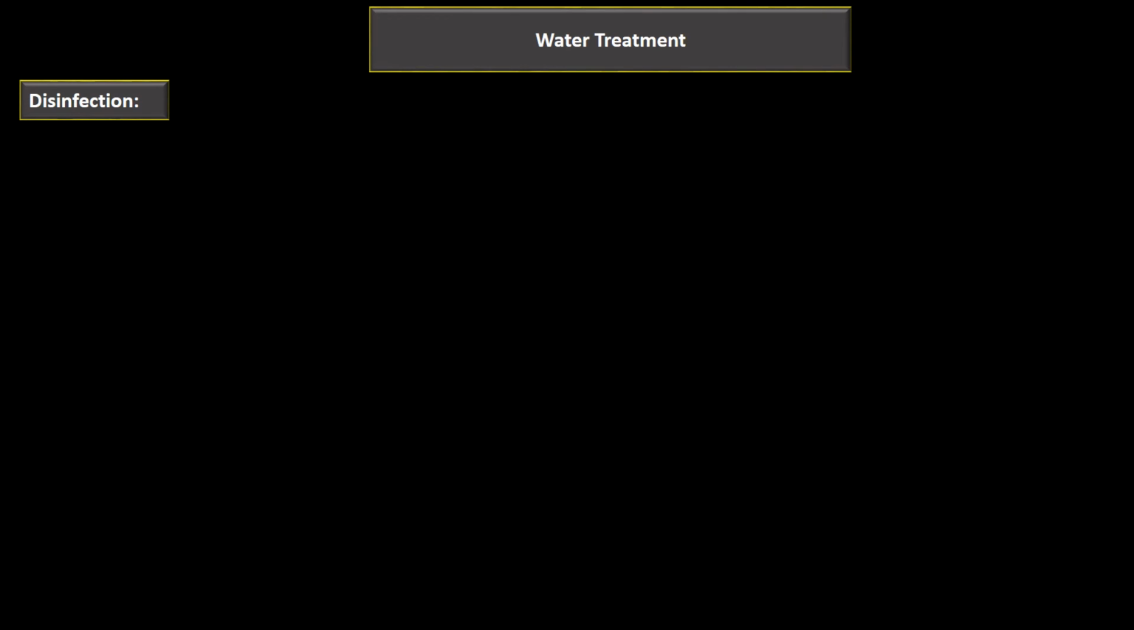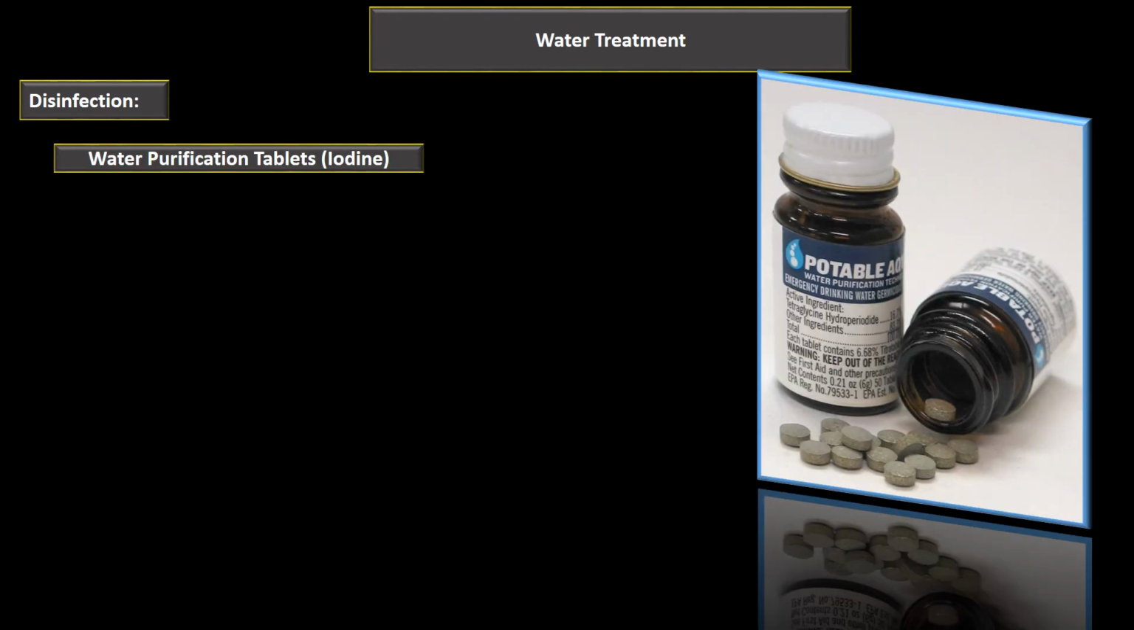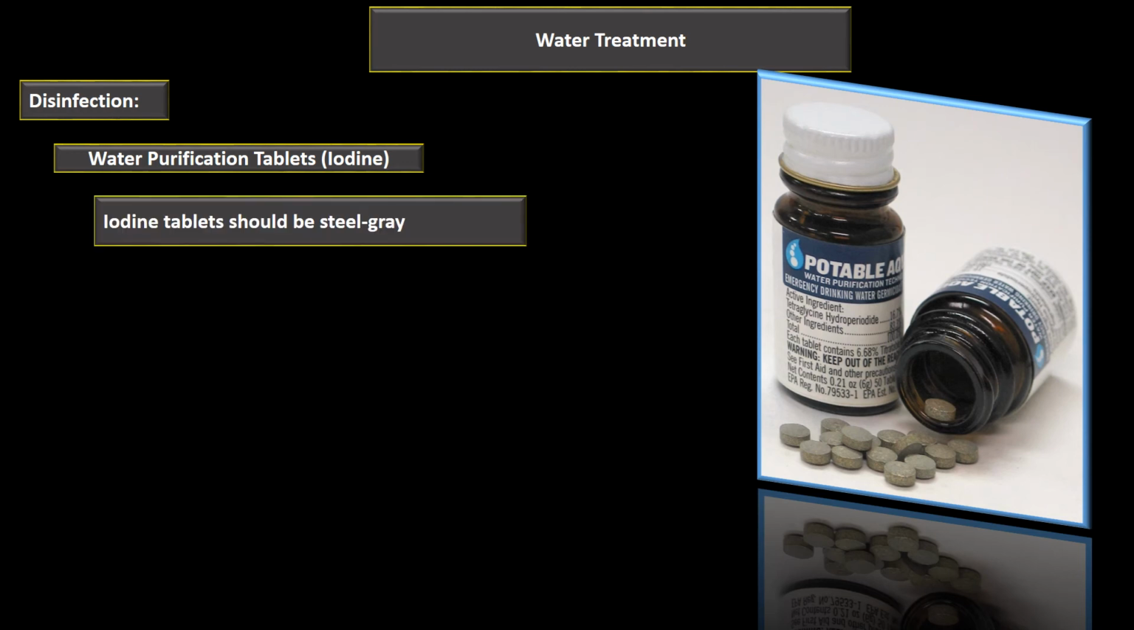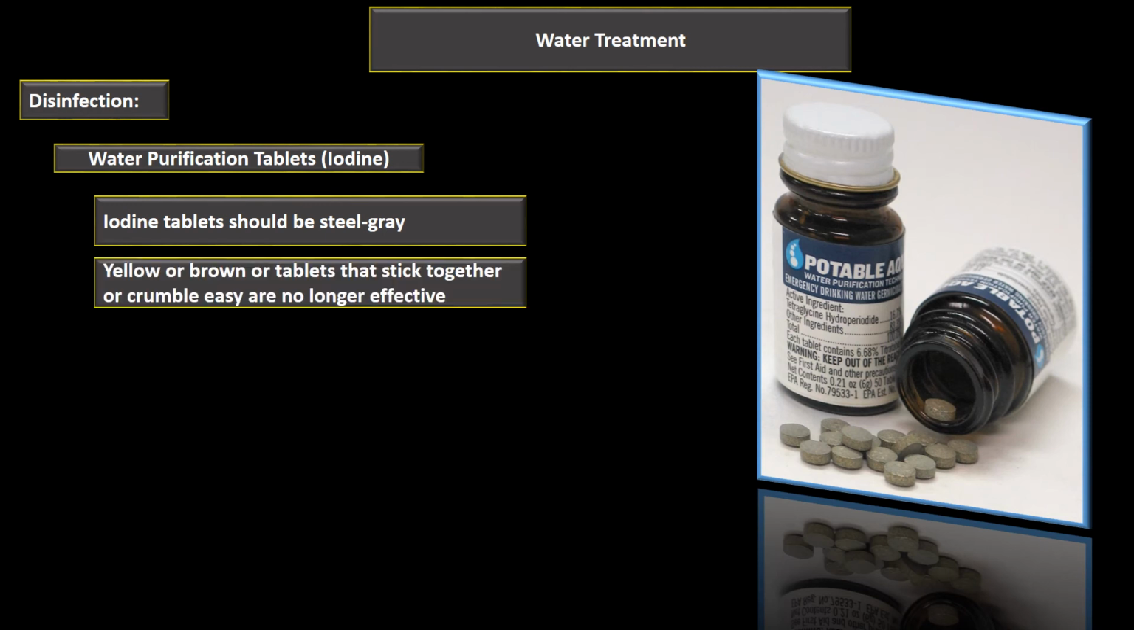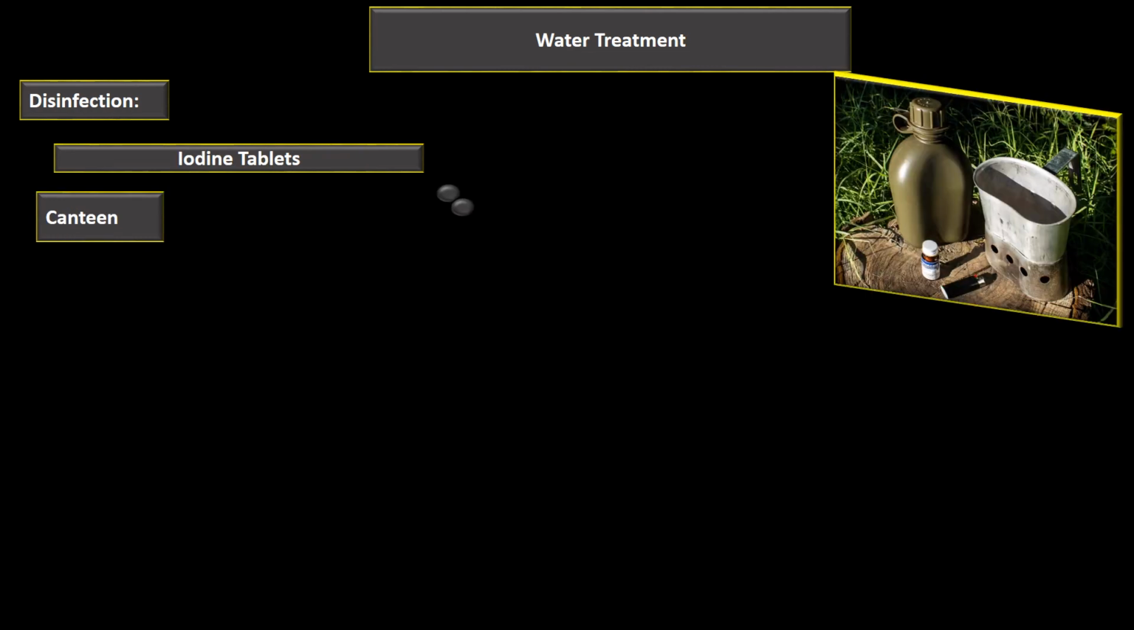All right, let's start talking about water purification tablets, and the most common one we're going to see is iodine. Your iodine tablets should be a steel gray color. If they're yellow or brown, or they stick together, they're no longer effective. They're not going to work. So let's talk about how we're going to use these.